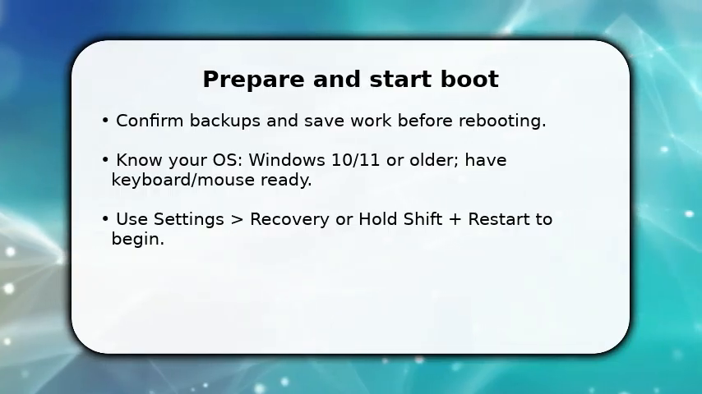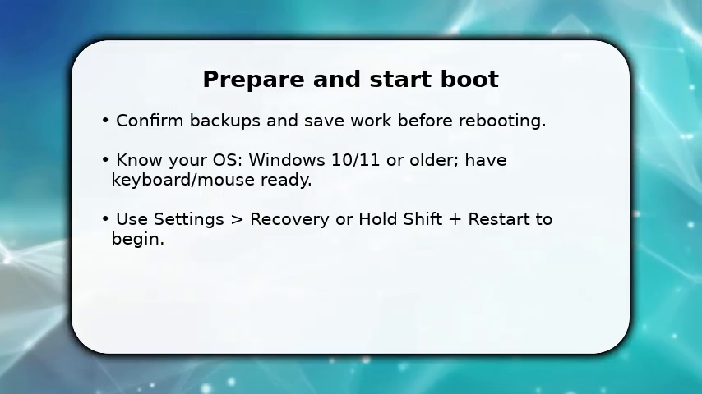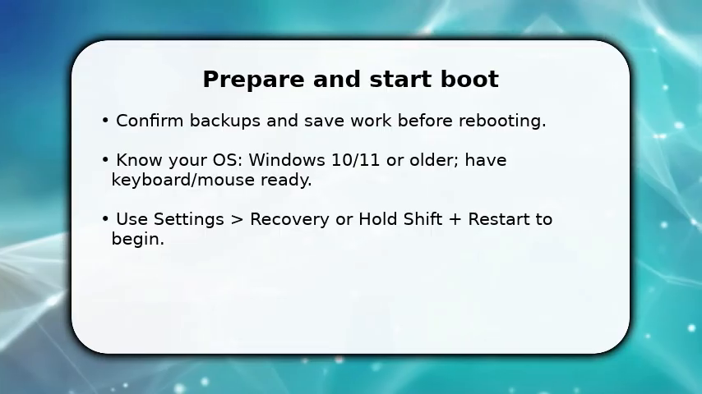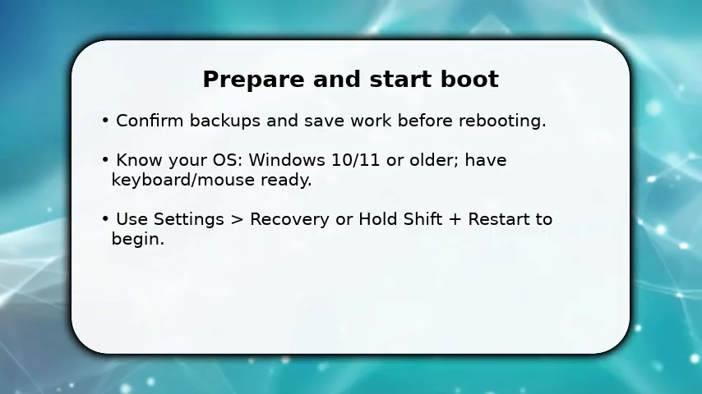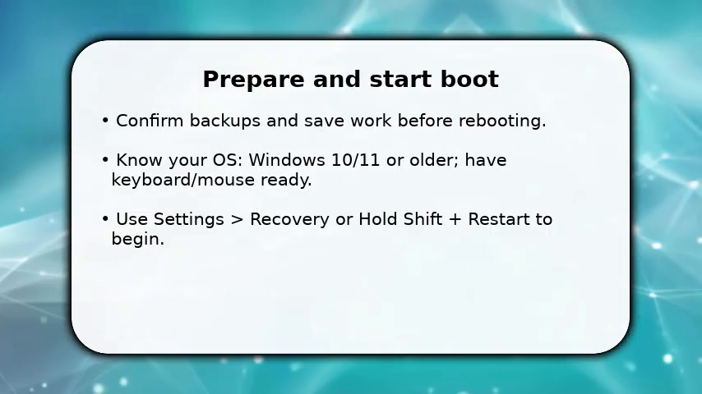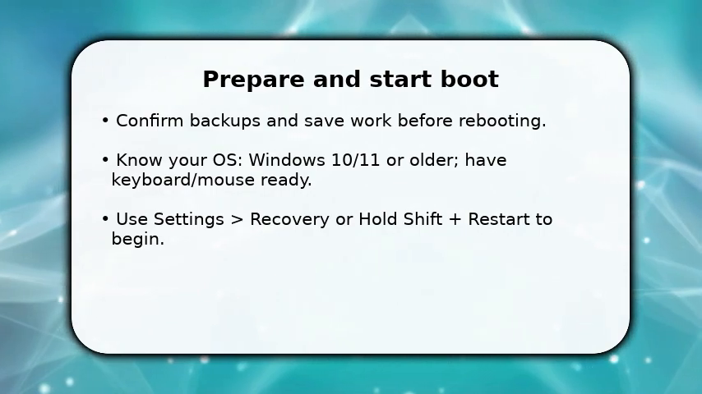For modern Windows, go to Settings, Update and Security, Recovery, then choose Restart Now under Advanced Startup, or hold Shift while selecting Restart from the Power menu. This starts the special boot environment. Make sure your keyboard is connected so you can choose Troubleshoot and Advanced options when the system reboots.